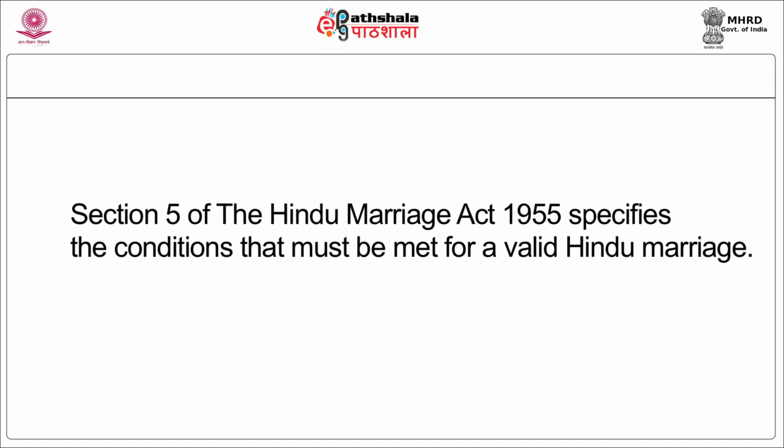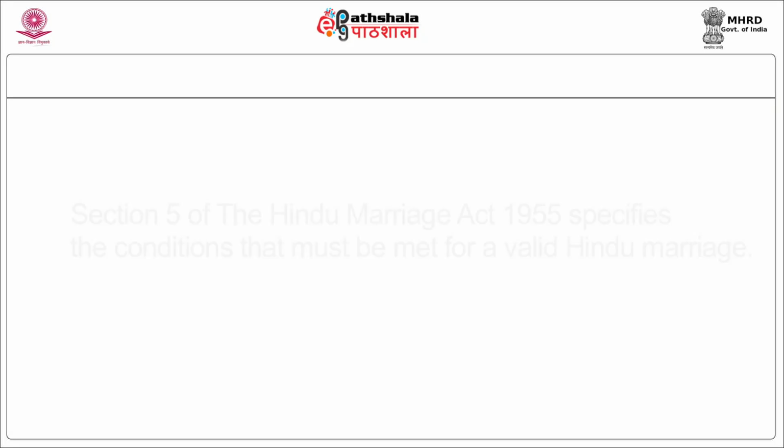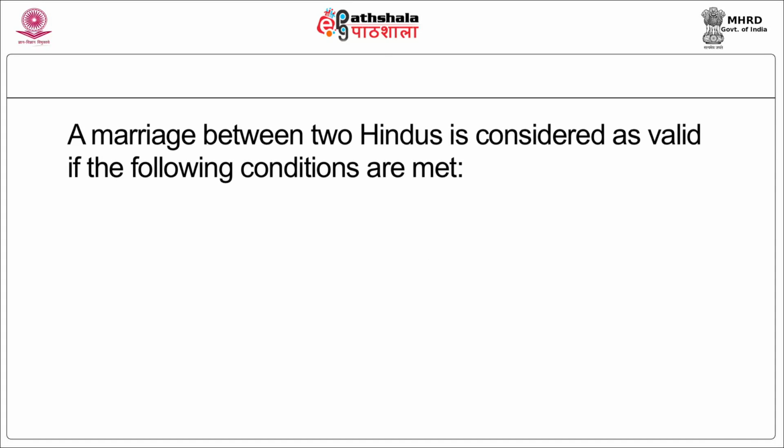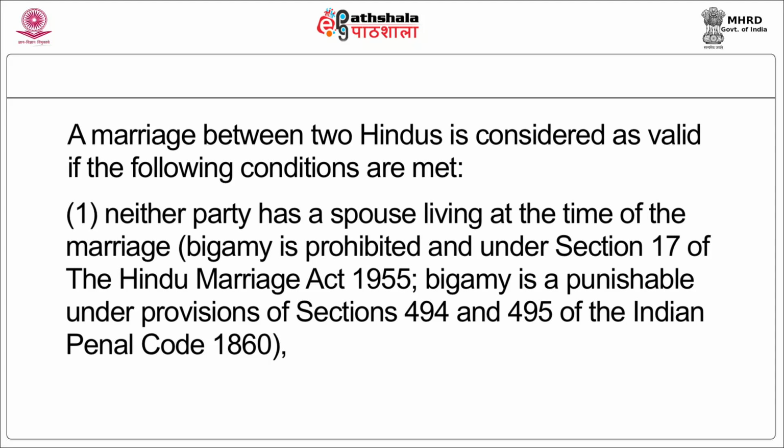Section 5 of the Act specifies the conditions that must be met for a valid Hindu marriage. A marriage between two Hindus is considered valid if the following conditions are met. 1. Neither party has a spouse living at the time of the marriage. Bigamy is prohibited under Section 17 of the Hindu Marriage Act. It is also a punishable offence under Sections 494 and 495 of the Indian Penal Code.